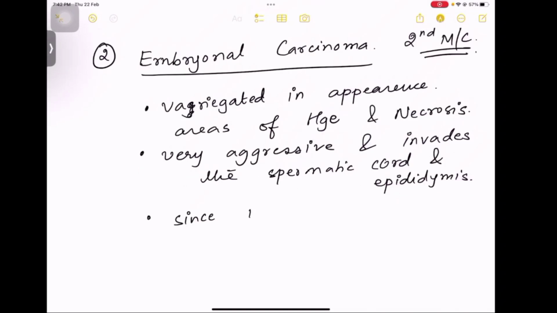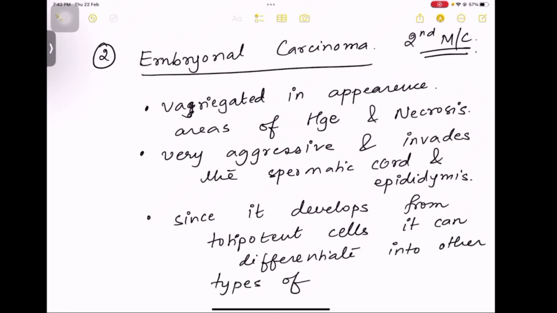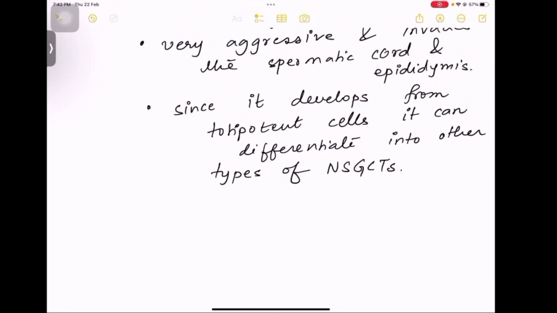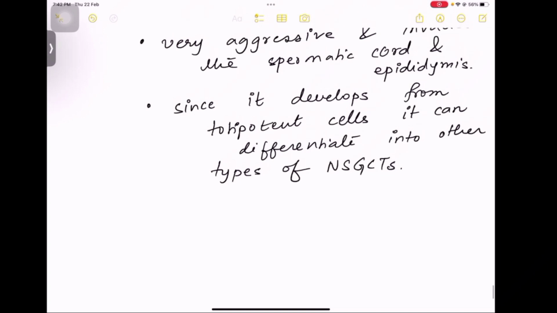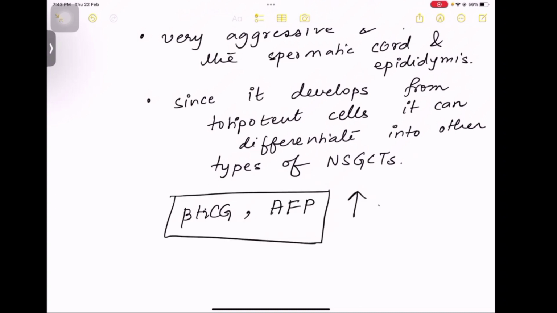Embryonal carcinomas are very aggressive, and they can invade the spermatic cord and the epididymis. And the fourth point, since embryonal carcinoma develops from totipotent cells, it can differentiate into other types of non-germ cell tumors as well. What are the tumor markers related with embryonal carcinoma? Beta HCG and alpha fetoprotein, not LDH. In case of seminoma, we had beta HCG, alpha fetoprotein, and LDH. Okay. So basically 4 differences between the two.